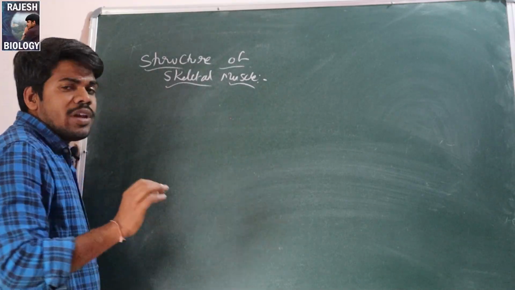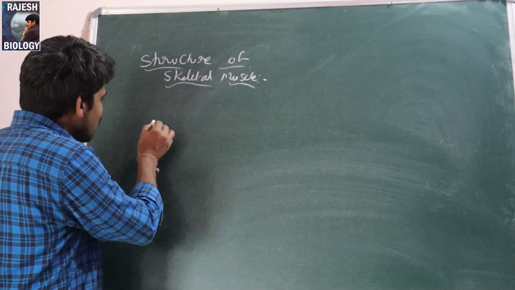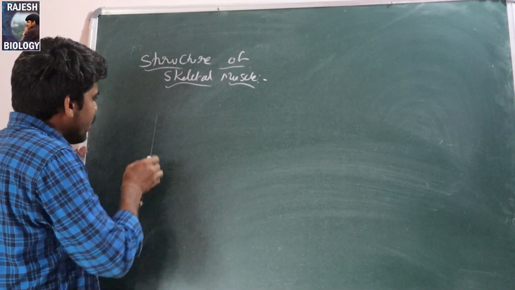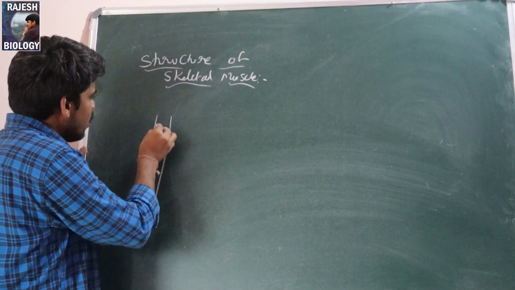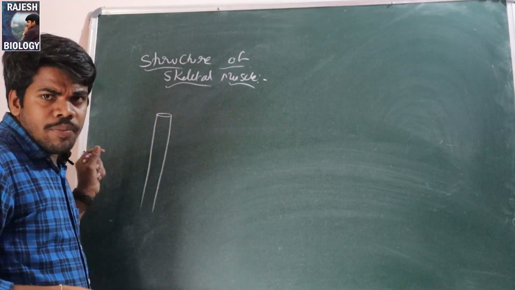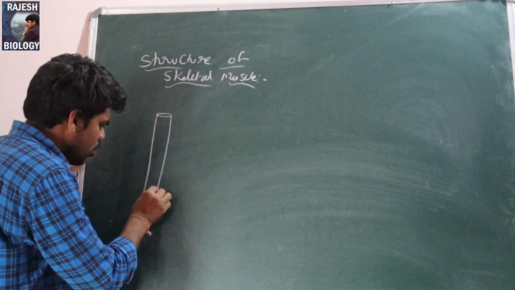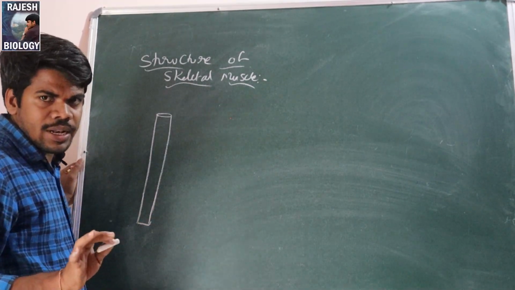First of all, we never use the word muscle cell, because here the cell is elongated and looks like a fiber. That's why the muscle cells are called muscle fibers. So here we have to use the word muscle fiber. Muscle fiber is nothing but the muscle cell.